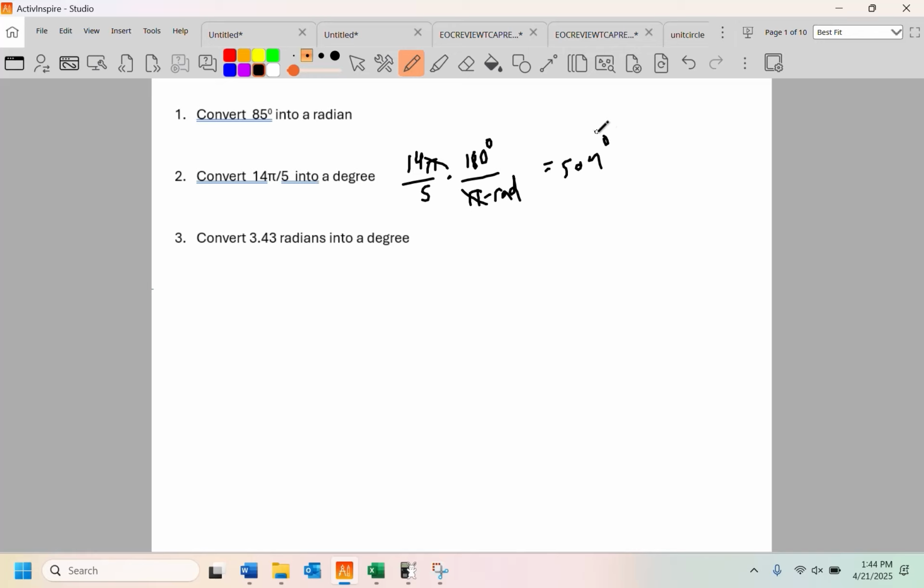I wouldn't have done all that. Or, at least you're supposed to know, pi is equal to 180 degrees. So this is what I usually do. I just replace pi with 180. And then, of course, I usually do the math by hand, but nobody's asking you to do that. 5 enters 180, how many times? 36 maybe? But anyways.